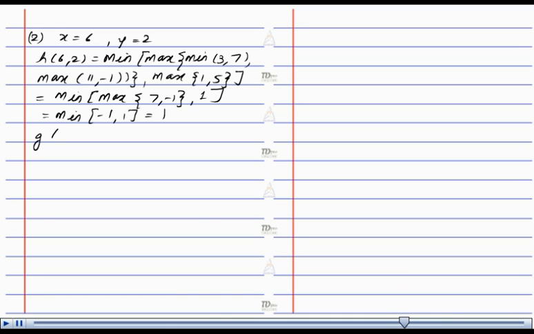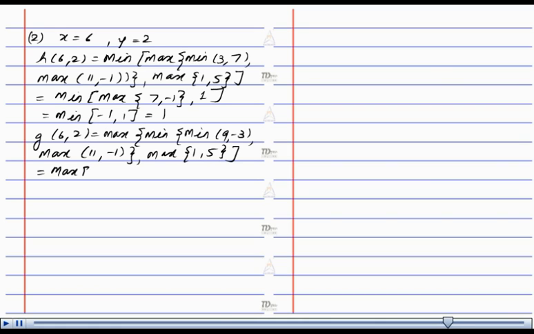Next we calculate g of 6, 2, which will be maximum of minimum of (9, minus 3), maximum of (11, minus 1), maximum of (1, 5). That is maximum of minimum of (9, minus 1, 1). That is maximum of 9, 1, which is 1. So the second option is also not true.